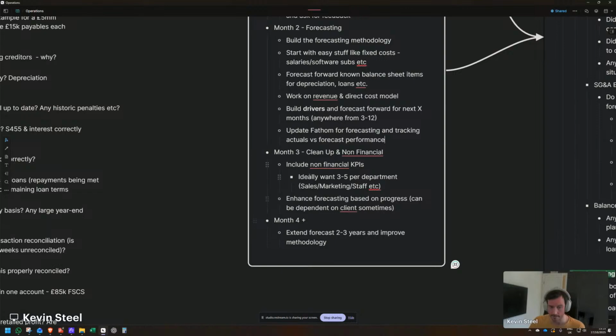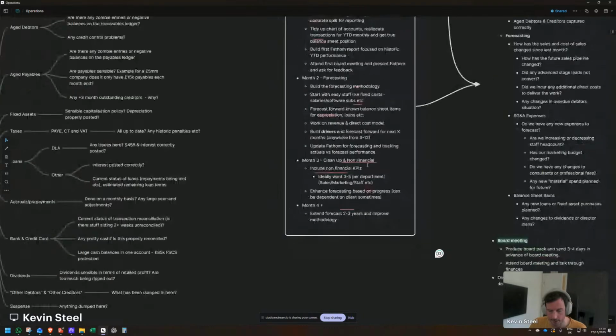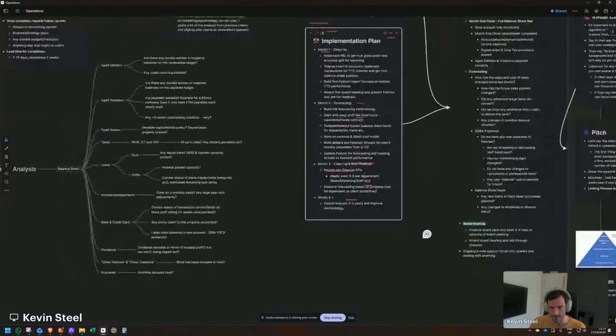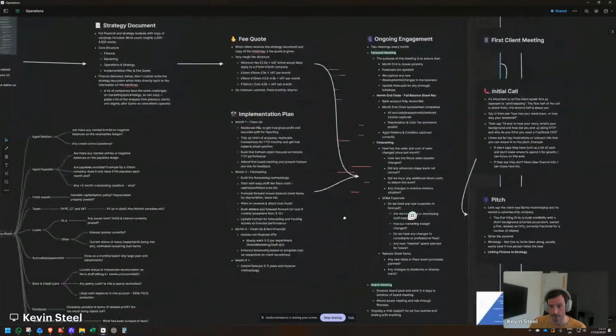Sometimes it can bleed into month 4, and then from month 4 onwards, if we do want to extend all the way out to a long range plan for kind of a 3 to 4 to 5 year forecast, then we certainly can. And that's basically how the implementation plan usually works.